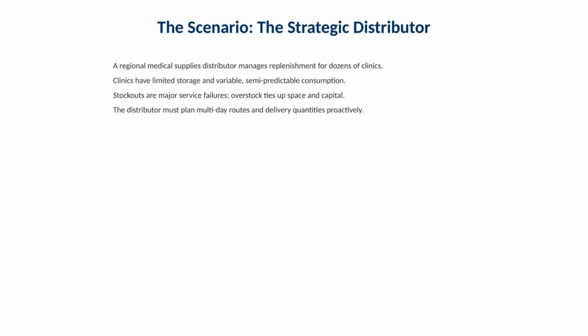Imagine a regional distributor of medical supplies serving dozens of clinics and small hospitals. The distributor operates a central warehouse and is responsible for replenishing customer inventory. Clinics have limited storage capacity and semi-predictable consumption. A stockout is a major service failure, while overstocking wastes space and ties up working capital. So, the distributor needs a proactive multi-day plan that balances both service level and cost.